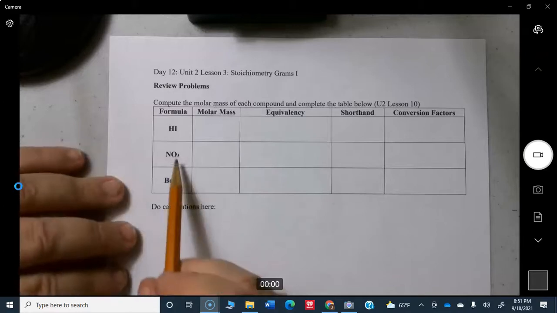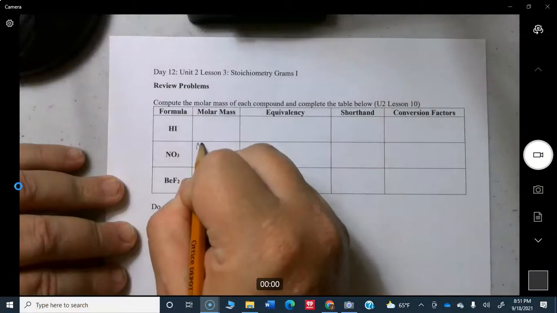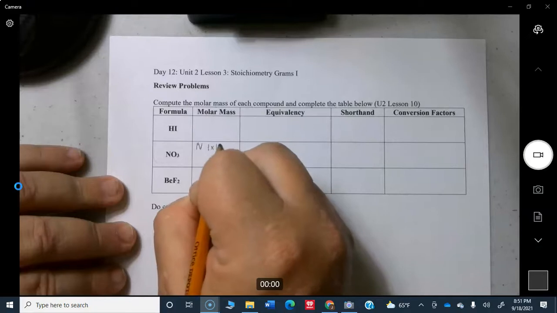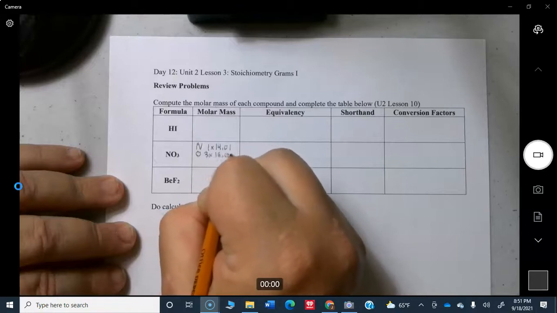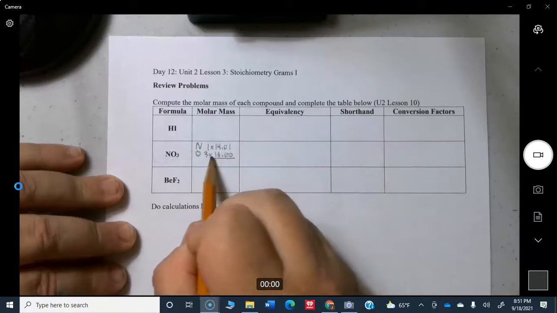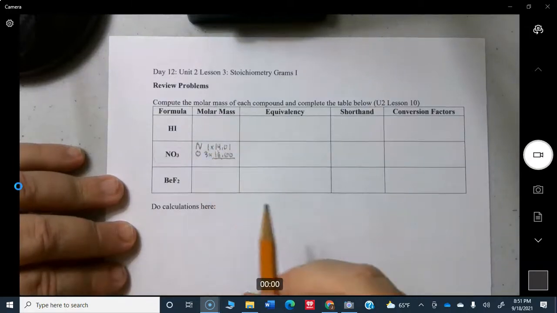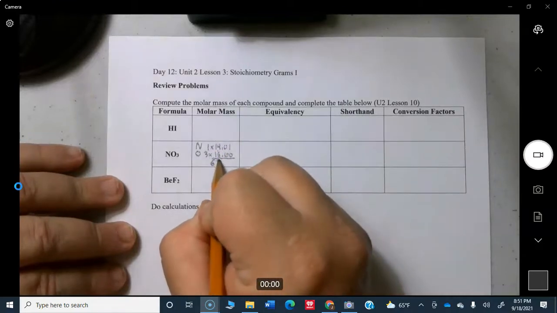Okay, so I'm only going to do one of these. You do the other two. So I'm going to do NO3. So nitrogen, you have one of those. Oxygen, you have 3 of those. Okay, and you add that up. So 3 times 16 is 48. 1 times 14.01 is 14.01. So you add those, 48 plus 14.01, and that's going to give you 62.01.